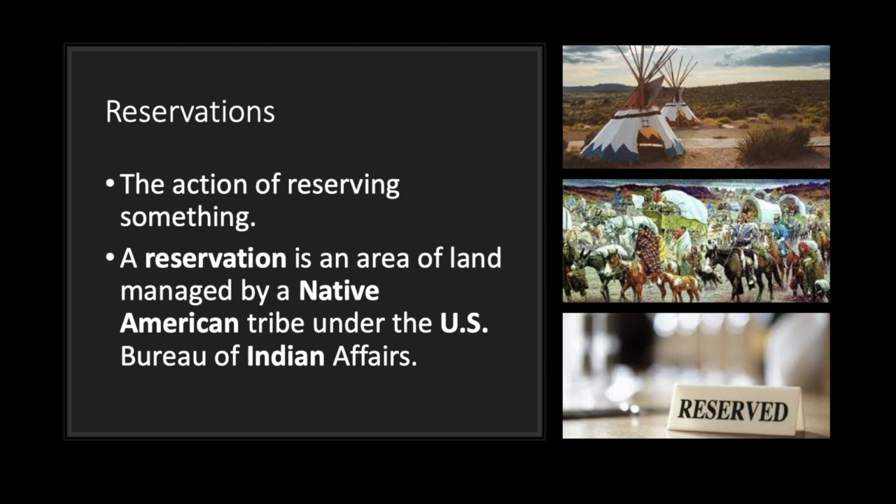In history terms, we're talking about the area of land managed by the Native American tribe under the U.S. Bureau of Indian Affairs. So basically, when the natives were kicked off of their own land, the United States government gave them these reservations, an area of land where they could go and make the laws and everything like that, and the United States wouldn't really mess with them. It was kind of a safe haven for the Native American people.